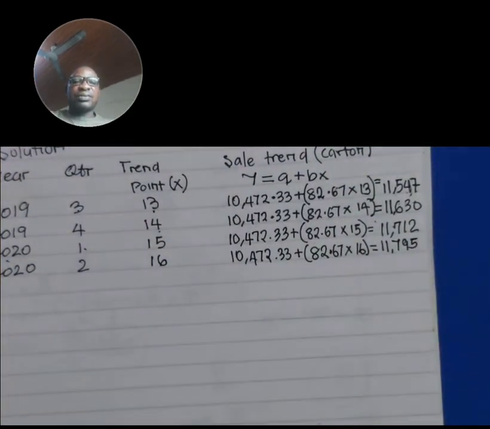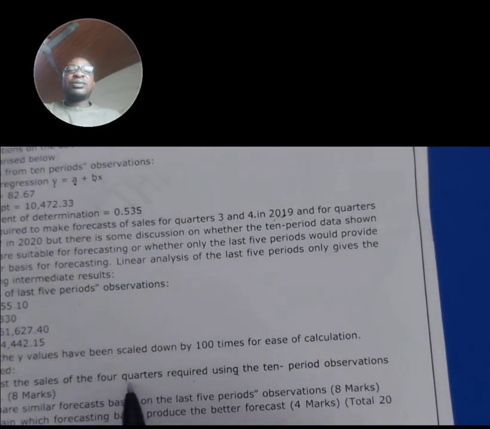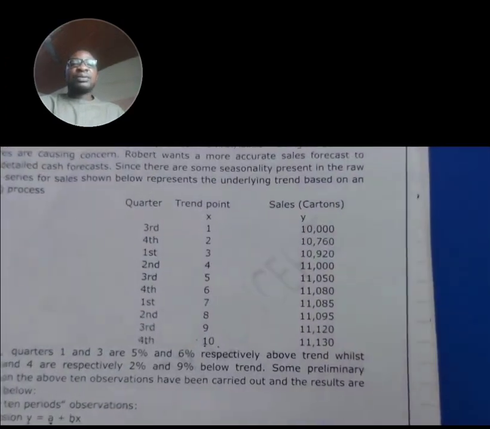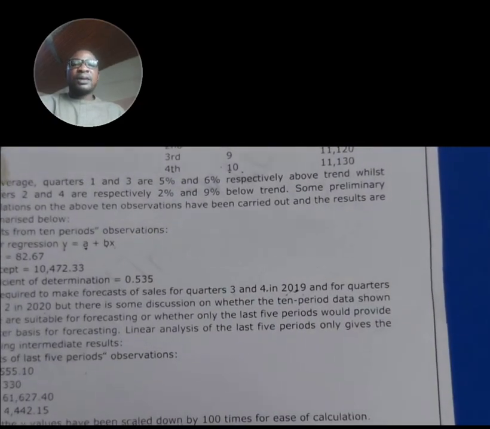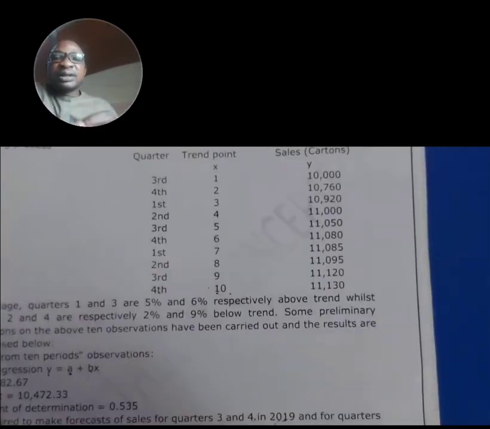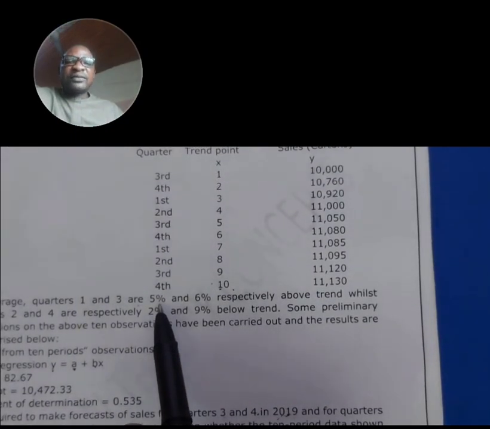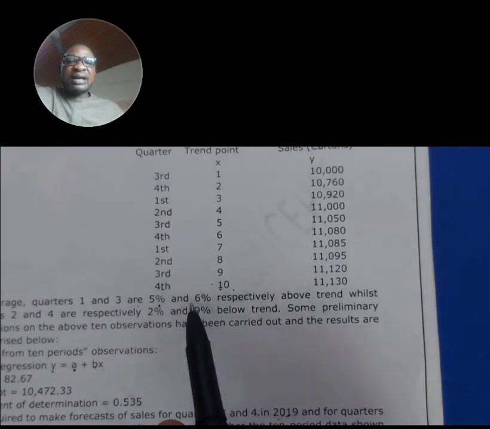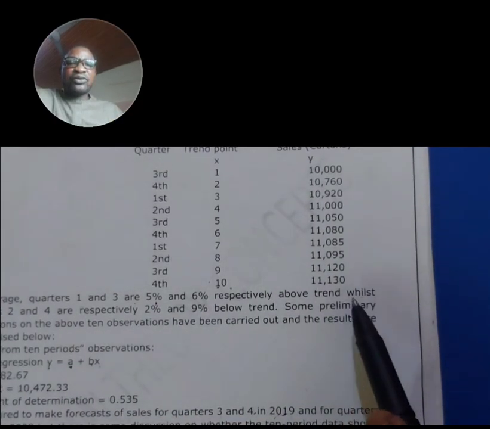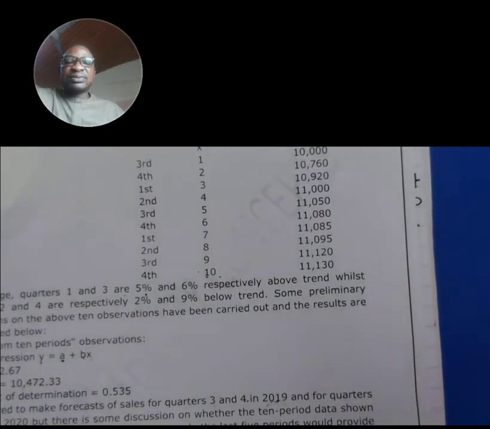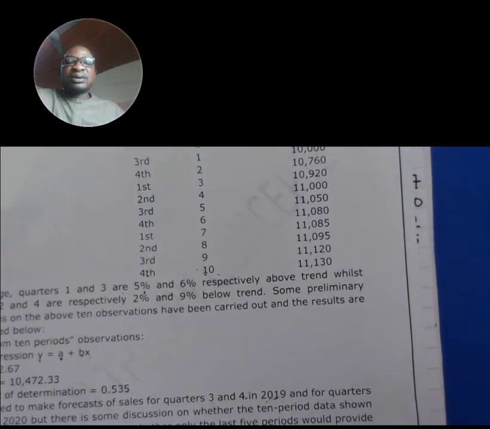11,795. So the A part of the question has been done, which says to forecast the sales for the first quarter required using the 10-period observation. But don't forget, they said on average, quarter 1 and 3 are 5% and 6% respectively above the trend. So the seasonality adjusted forecast is as follows.